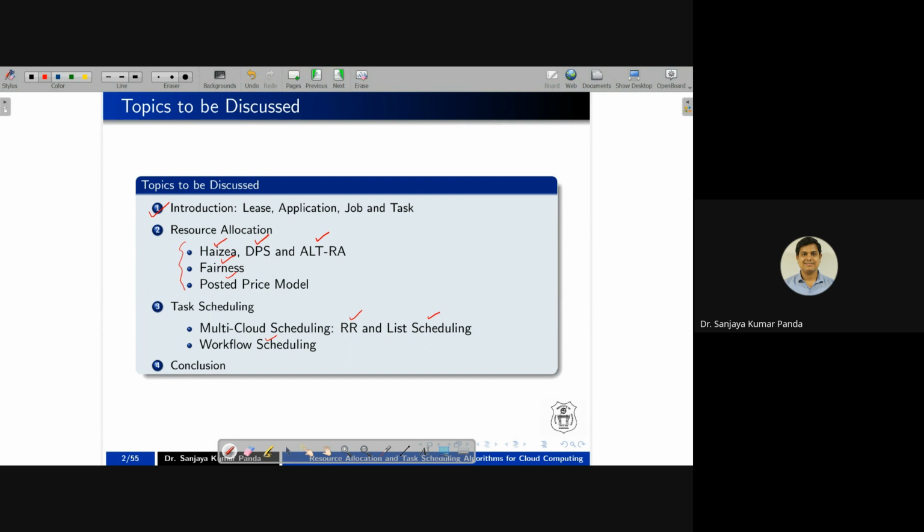In fact, for a computing platform or IoT, or if you talk about cloud, people represent it in the form of a data flow graph, or they represent it in the form of a directed acyclic graph, or it may be represented as an application. And finally, we assign these tasks to our resources. So that comes under workflow scheduling. So these are the algorithms we are going to discuss under task scheduling, followed by the conclusion.